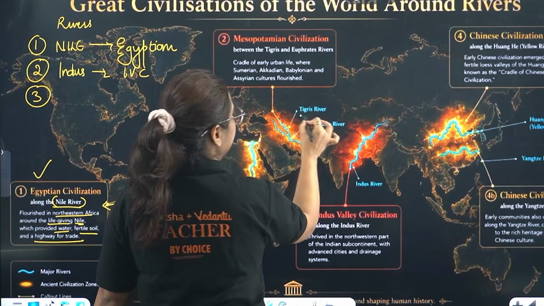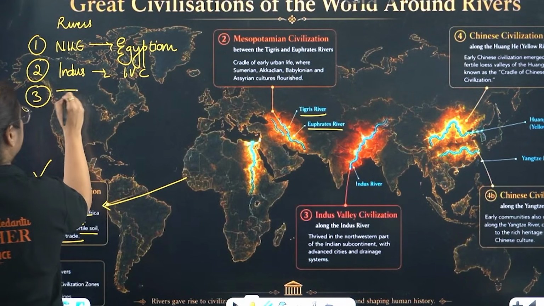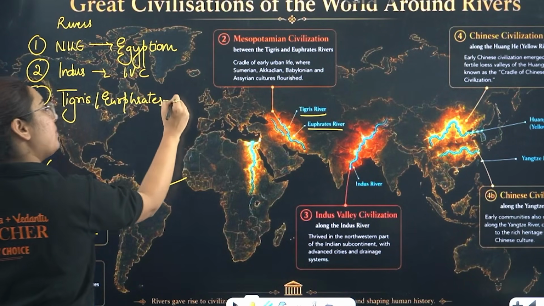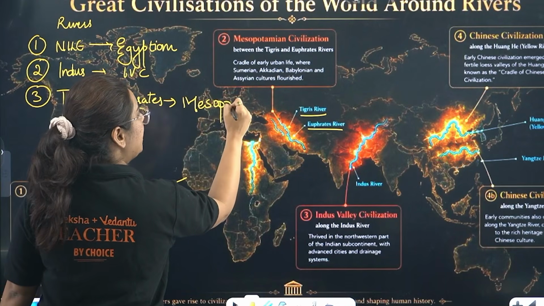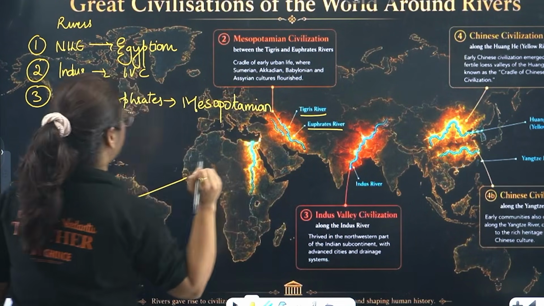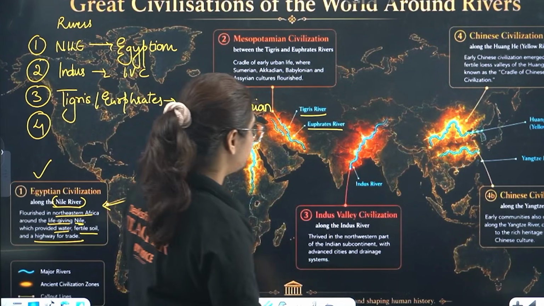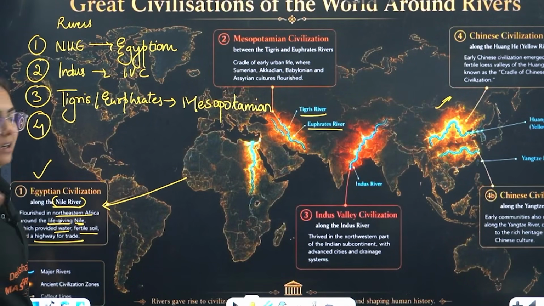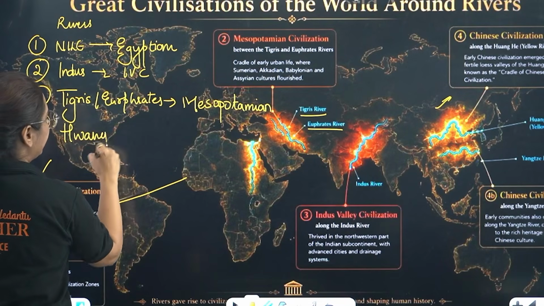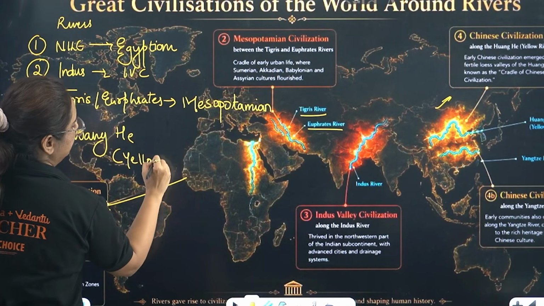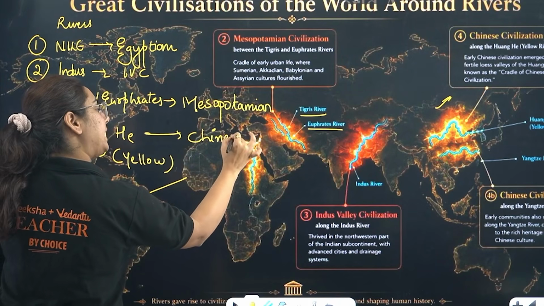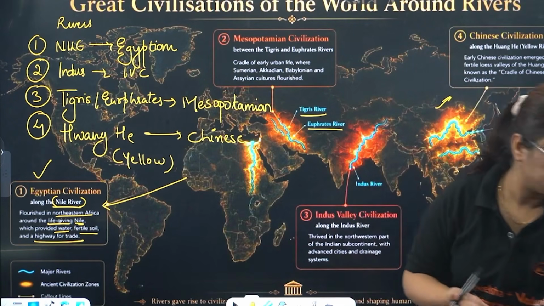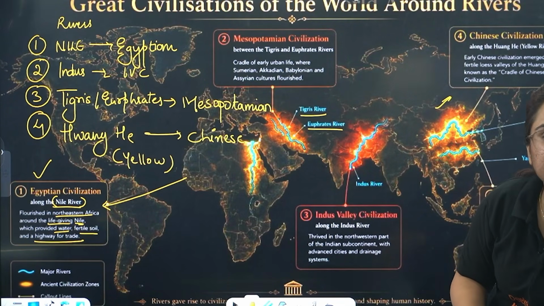Then on the rivers Tigris and Euphrates, there are 2 rivers basically. So what do we call the civilization? Mesopotamian civilization. Yes, the same one with which the Indus Valley civilization did trade. And then we have one more interesting one, that is the Chinese civilization on the Yellow River. The civilization here is known as the Chinese civilization. So the 4 rivers that you have to remember: Nile, Indus, Tigris and Huang He. Huang He, obviously, is in China.